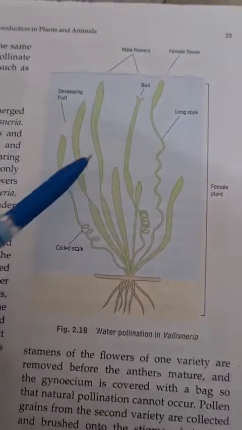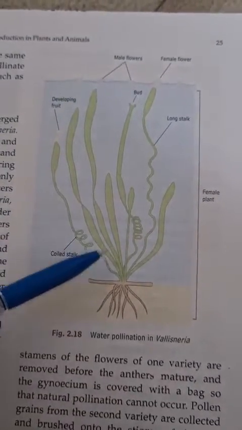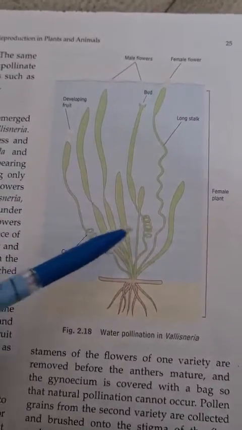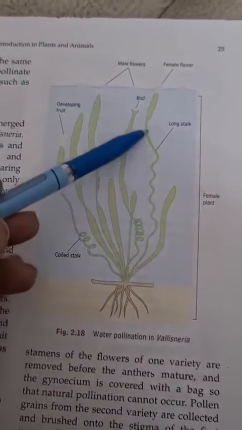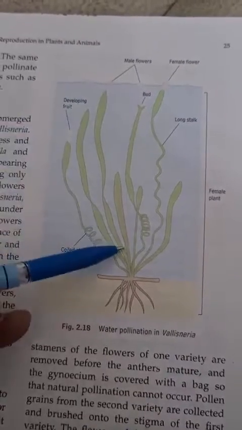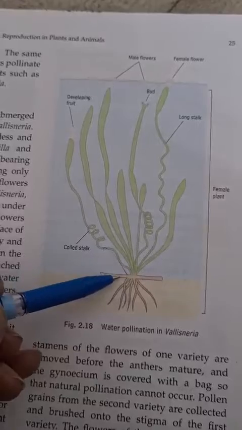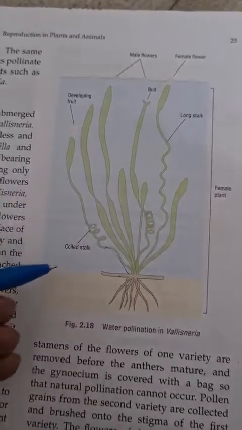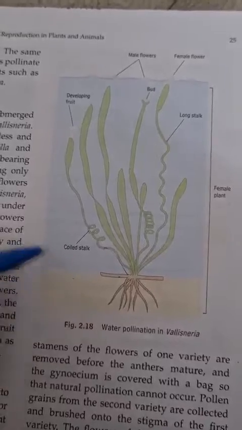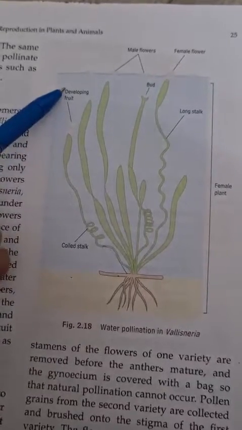Now, this is one of the diagrams here. As the flowers are unisexual, they grow at two different heights. Female flowers have a long stalk and they grow near the surface of the water, and the male flowers grow underwater. The pollen grains which are produced in the flowers have a specific gravity matching with the water.